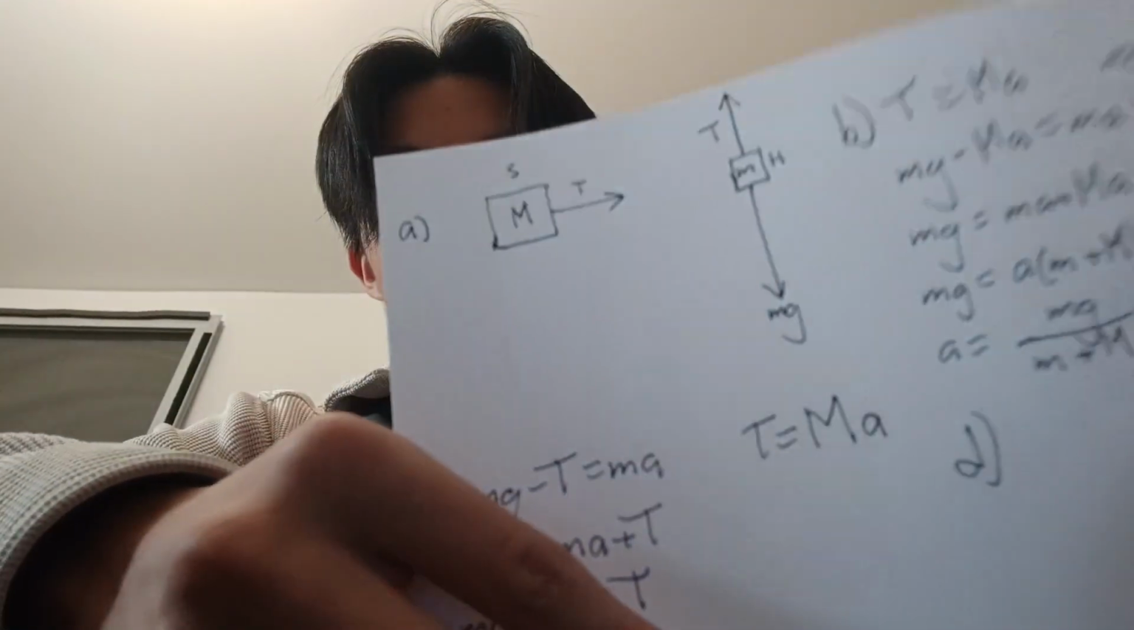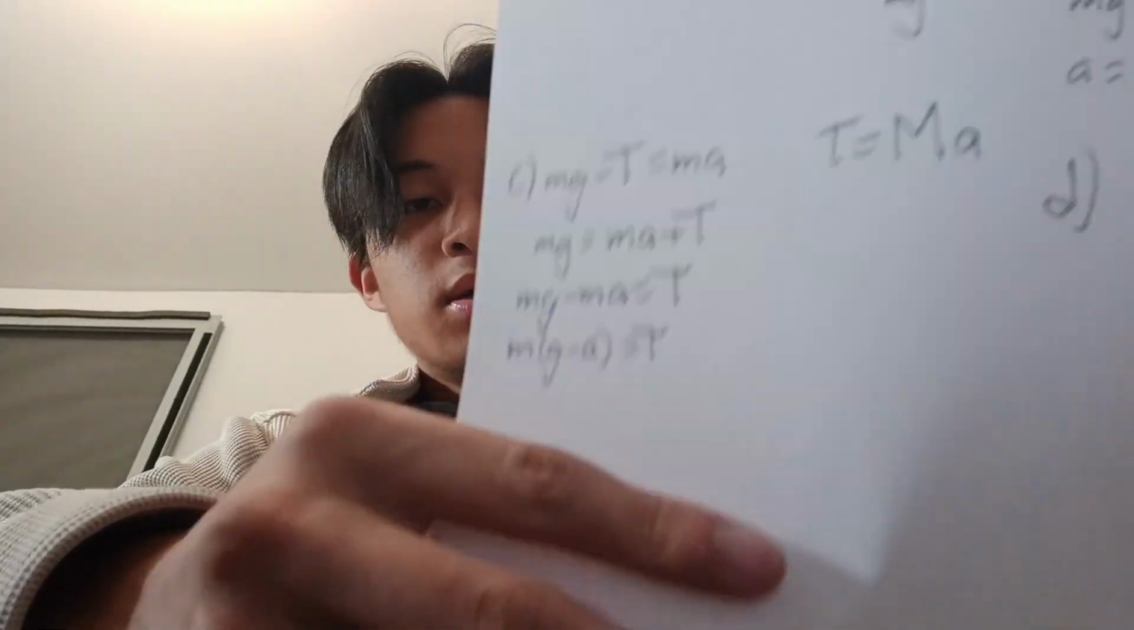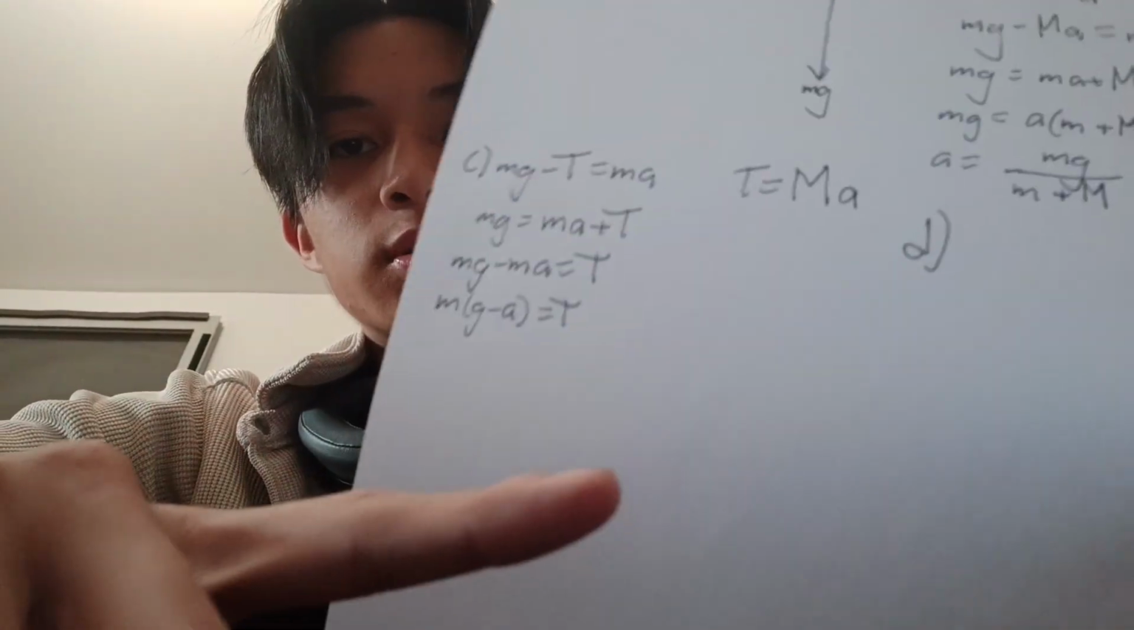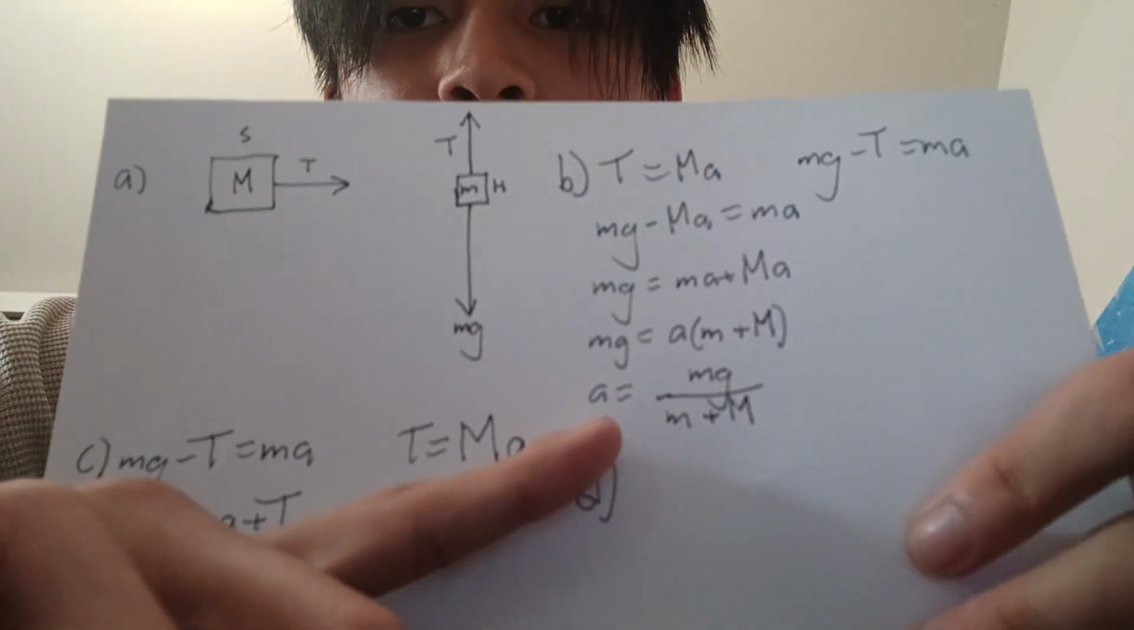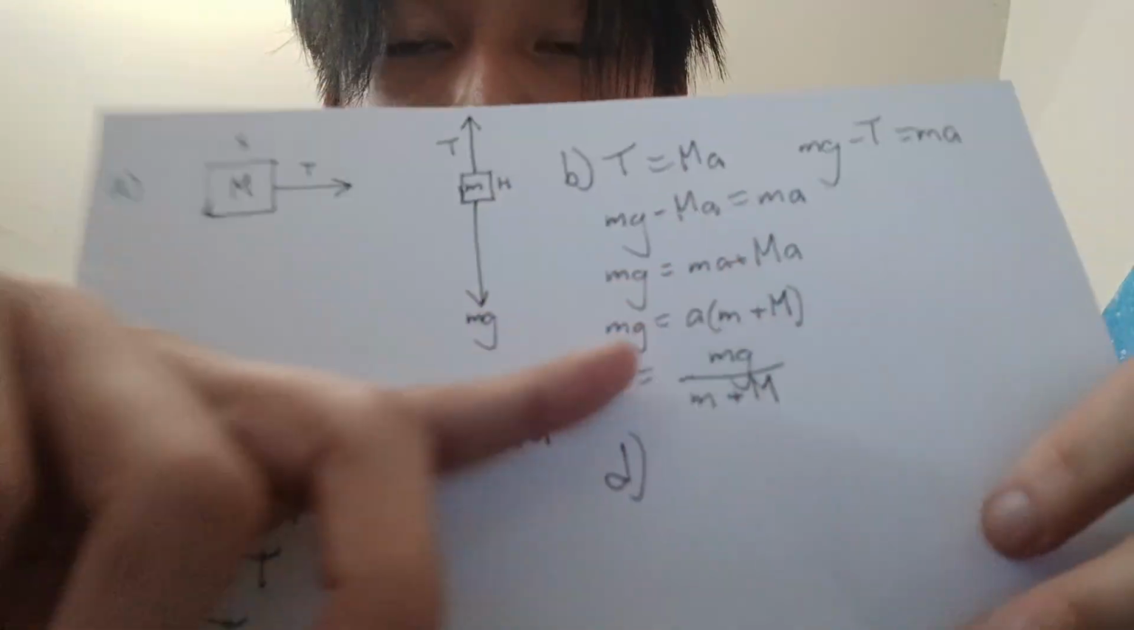Part D, increasing the mass of the sliding block will have what effect on acceleration and tension? So increasing the mass of the sliding block, the block here on the table, it will lower the acceleration, because this is the equation for the acceleration. Again, they have the same acceleration. Both boxes have the same acceleration.